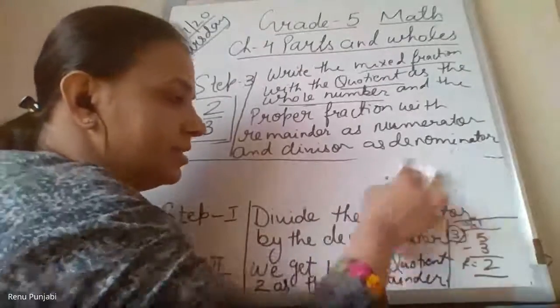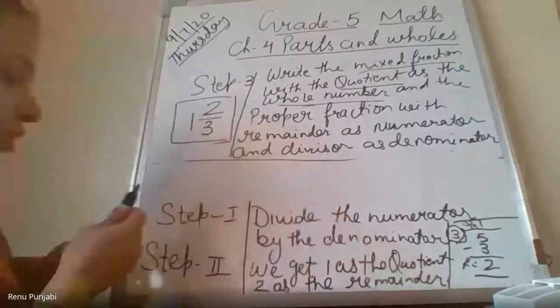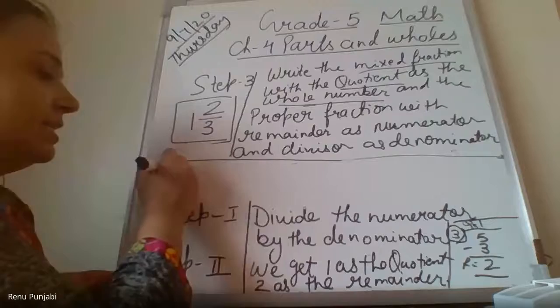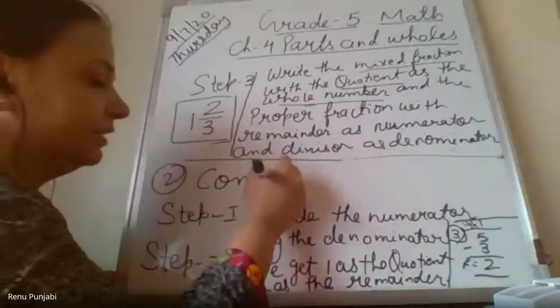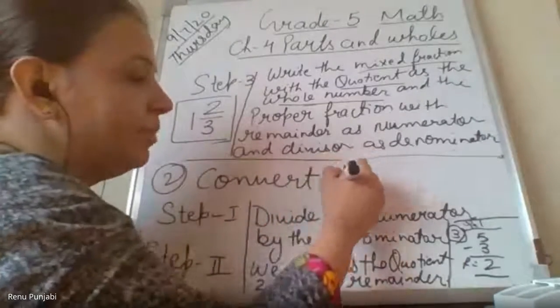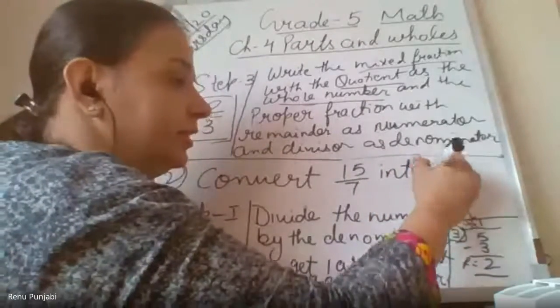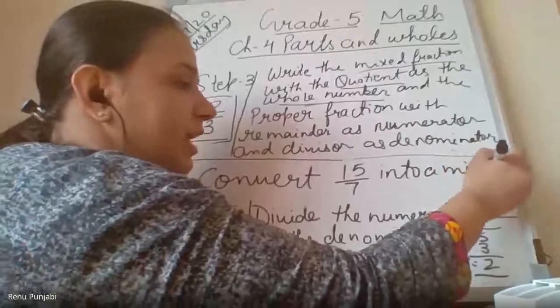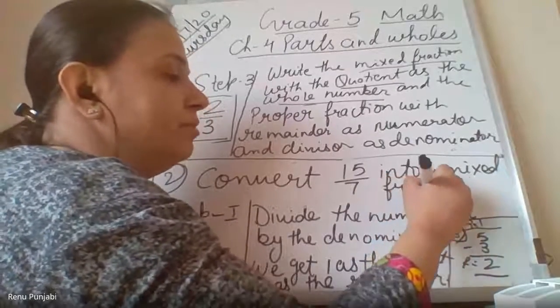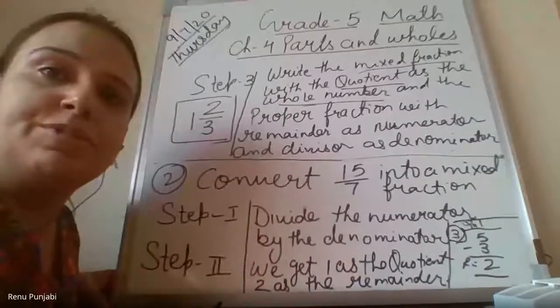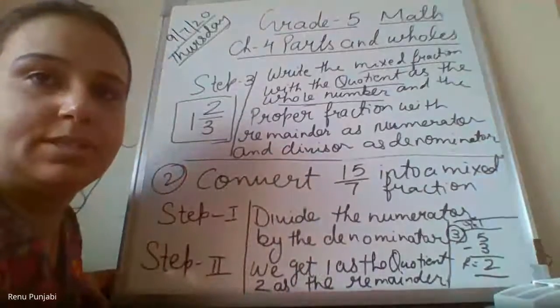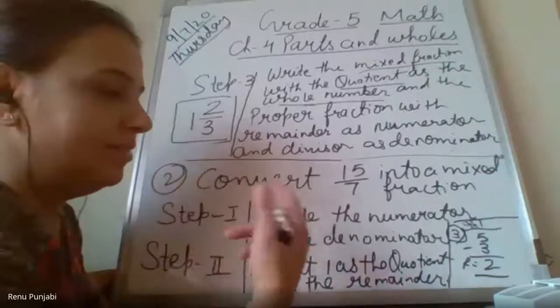Those who have done this first example, they will do the next example. So the second example is convert 15 upon 7 into a mixed fraction. Start doing, children. And tell me the answer in the chat box fast. No need to write all the steps, but you have to follow the steps. First divide, get the quotient, get the remainder.